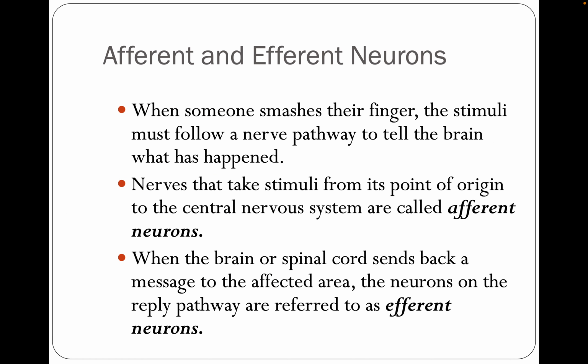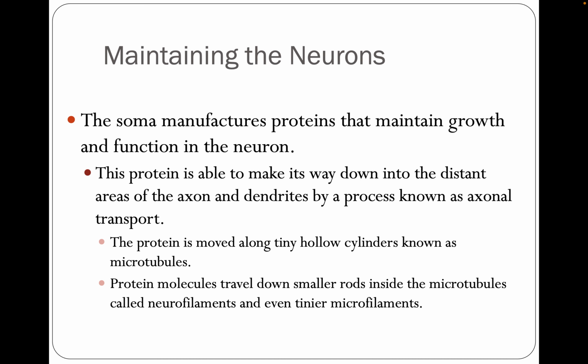When someone smashes their finger, the stimuli must follow a nerve pathway to tell the brain what has happened. Nerves that take stimuli from their point of origin to the central nervous system are called afferent neurons. When the brain or spinal cord sends back a message to the affected area, the neurons on the reply pathway are referred to as efferent neurons, afferent and efferent.